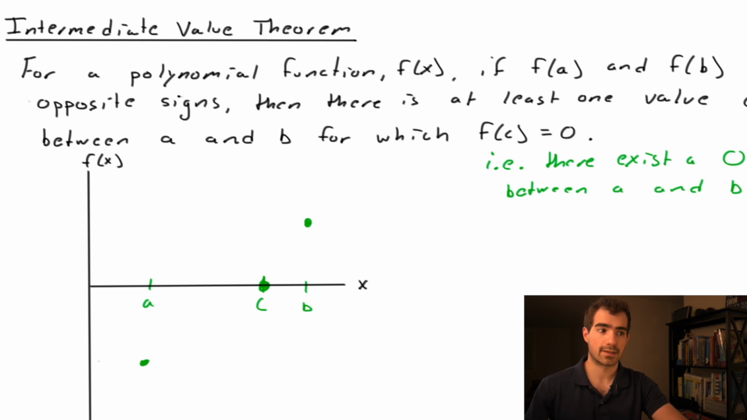And the reason for this is that because all polynomials are continuous, we would have to draw them from this point to this point without picking up our pen. In other words, there can be no breaks. So if we were to draw our curve up this way, then no matter what it did, if it was going to make it up here to b, it's going to have to pass at some point through the x-axis, right?